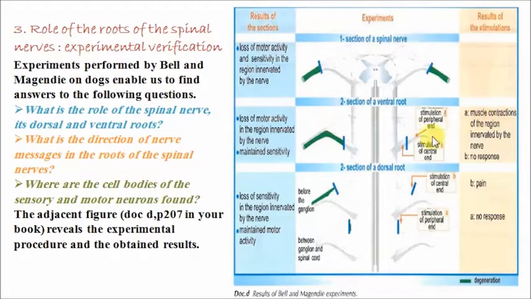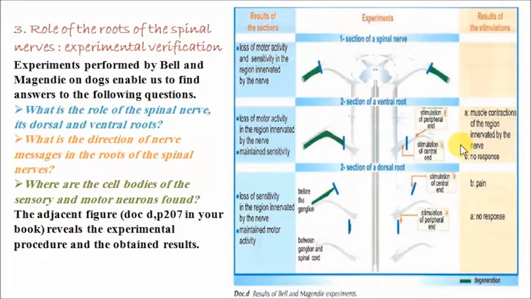Remember, we're talking about the ventral root, which is motor. So the response is going to be motricity. When I stimulate here, at the peripheral end, I'm having muscle contraction. When I'm stimulating the central end, I'm having no response. Therefore, the message is going to go from the spinal cord to the effector organ. This is an efferent pathway, a centrifugal conduction.